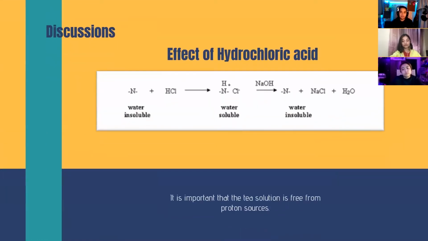Additionally, it is important that the tea solution is free from proton sources. Since caffeine is an amine, it contains a nitrogen atom that will react with a proton source such as hydrochloric acid to produce an ammonium ion, a salt which is water soluble. A water-insoluble amine will regenerate after a base is added to the acidic aqueous layer, as seen in the figure.